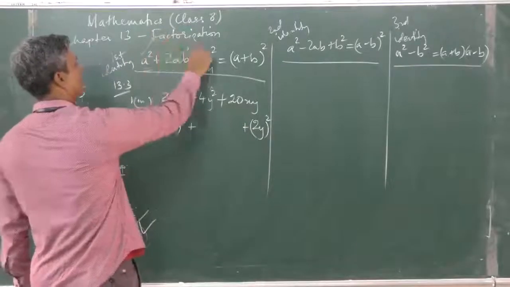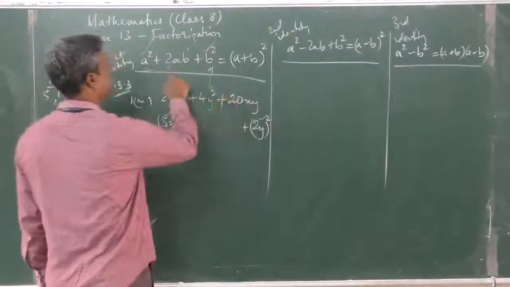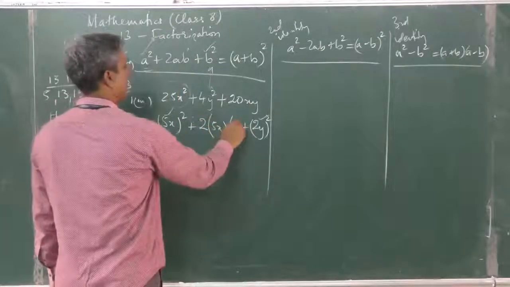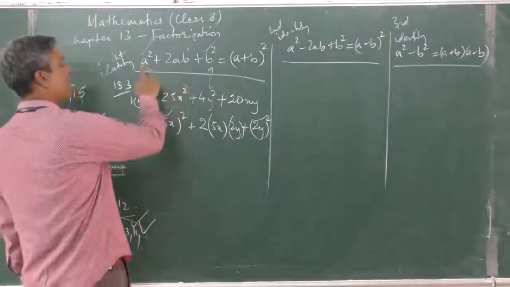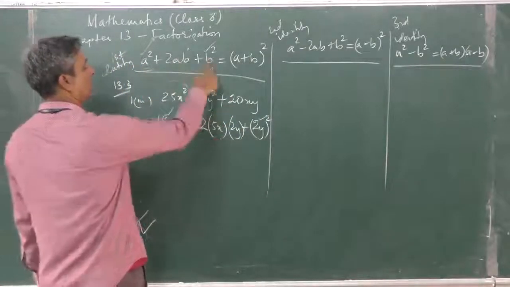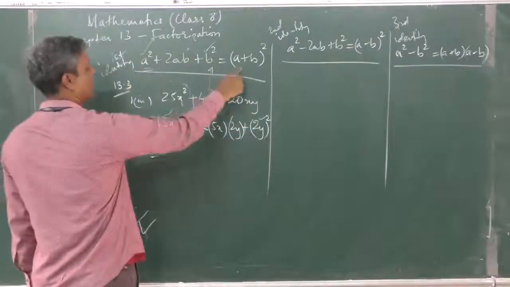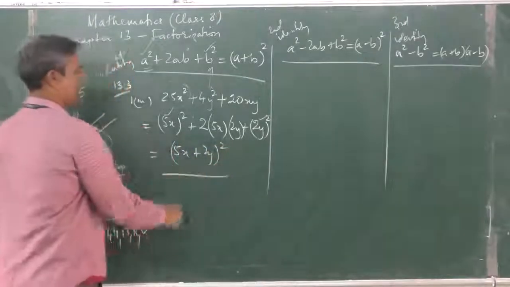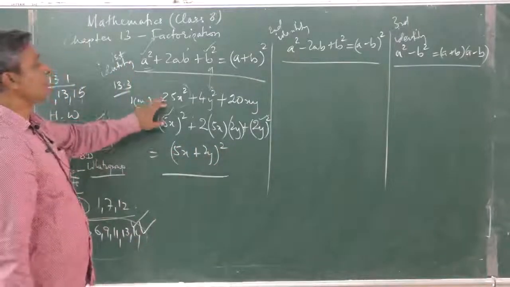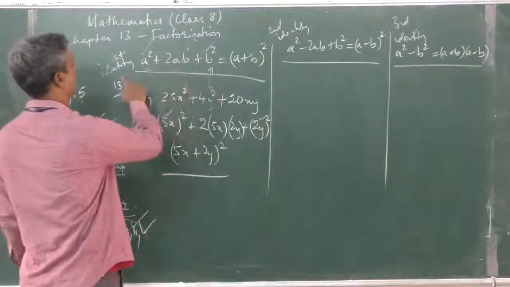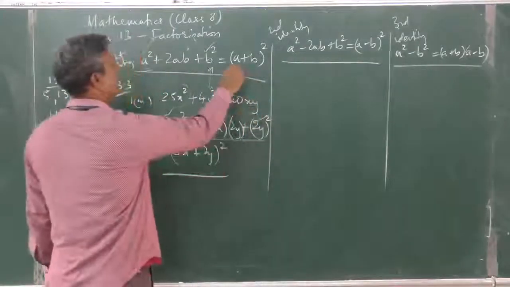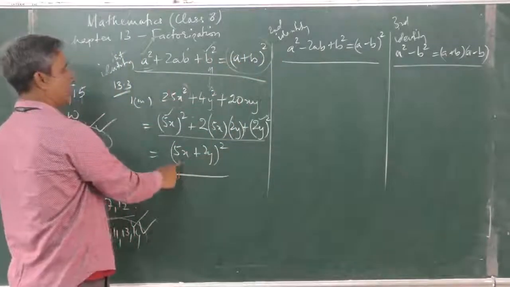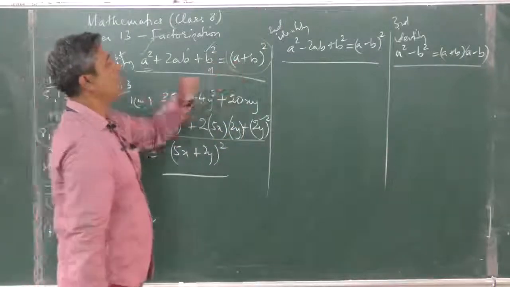Now once I have a square and b square like this, then I can write 2ab: 2 into 5x, because 5x is a, and 2y. So now I have it in the form a square plus 2ab plus b square. So finally the answer is 5x plus 2y whole square. So first, whatever is given to you, write it in the form of the first identity, and then replace it with what that identity represents, 5x plus 2y whole square, or a plus b whole square.